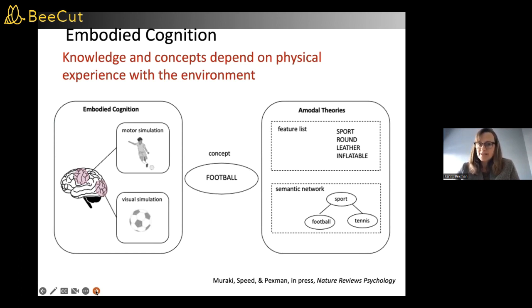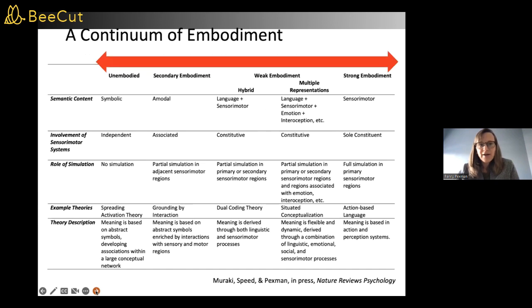And two examples of those kinds of accounts are feature lists and semantic networks. And in fact, you could talk about a continuum of embodiment to frame this work. So I've mentioned embodied cognition, and there is certainly a strong version of embodied cognition, which is represented on the right side of this slide. But there also are many points in between. And as with many debates, most people working in this space land somewhere in the middle in terms of their theoretical position. So the continuum ranges all the way from symbolic or amodal to strong embodiment.